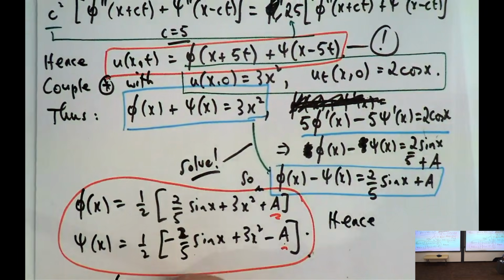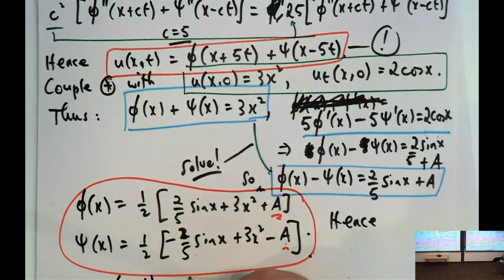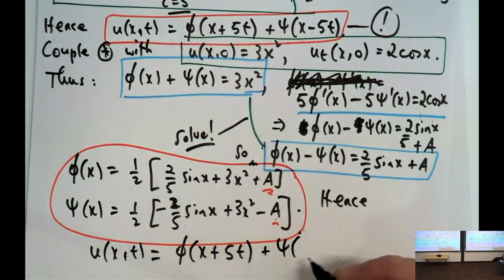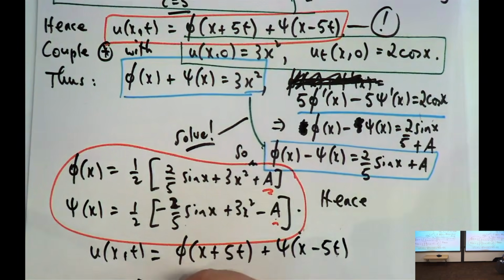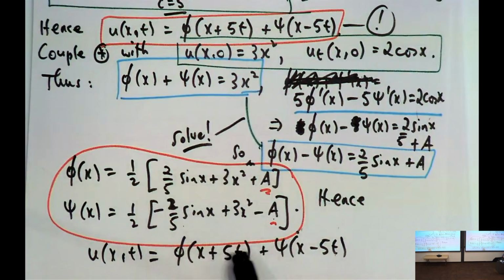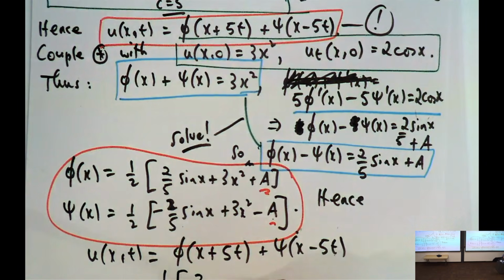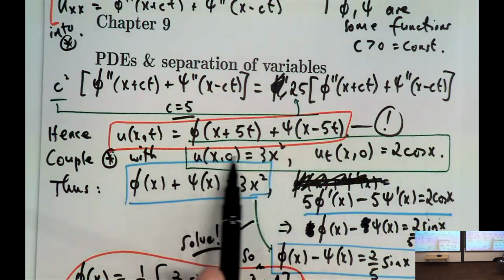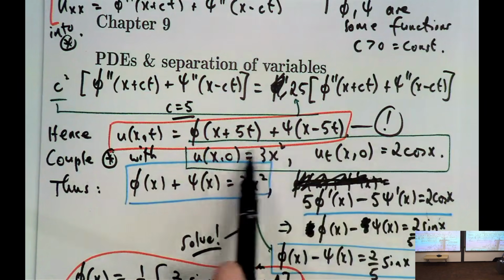All right, so what is our solution? Let's write it out. It's not on the screen. Okay, so we go in here and we add these things. We replace x with x plus 5t and x minus 5t down here. And that's it. Okay? We have found a solution to that problem with this initial data.